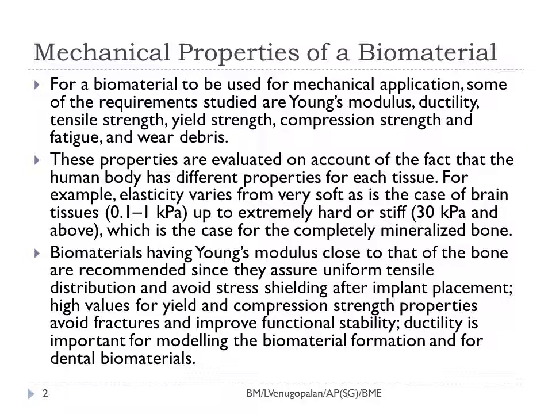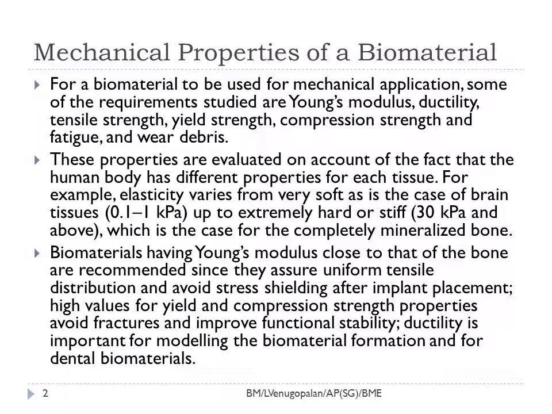Human body has got various types of tissues. It's got the softest and squidgiest tissues of the brain to the extremely hard, stiff and rigid mineralized bone. So, depending on the organ that you're replacing, you need to choose your biomaterial accordingly. So, biomaterials that are used to replace rigid organs or rigid parts of the human body should have Young's modulus that is close to the bone.